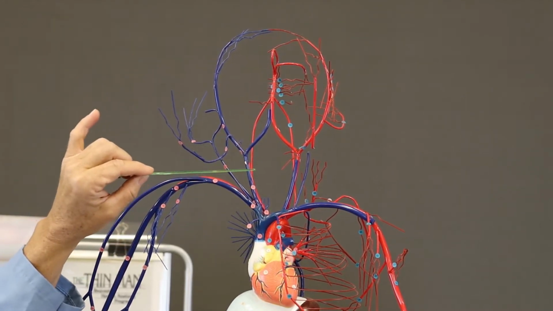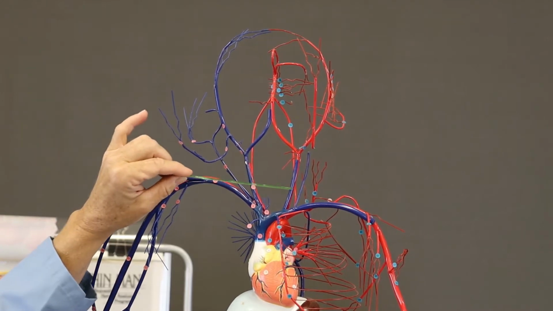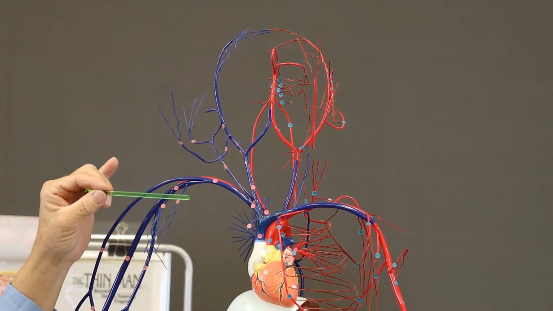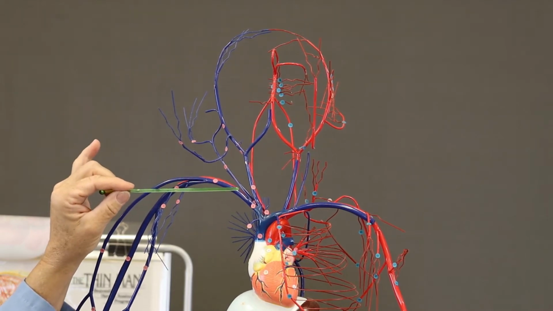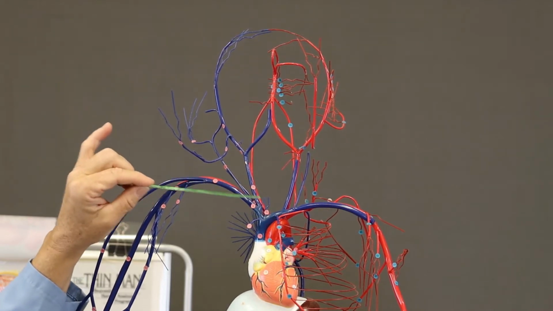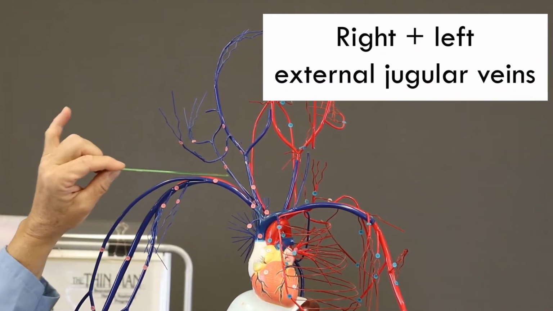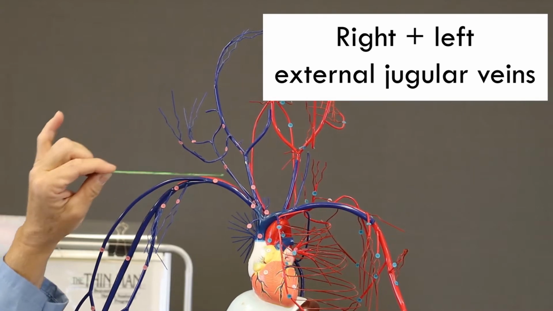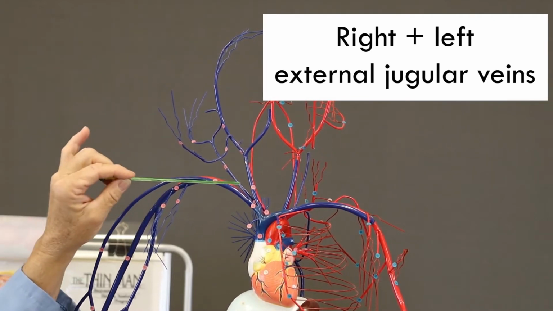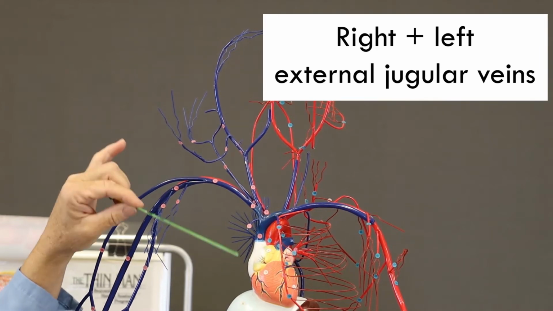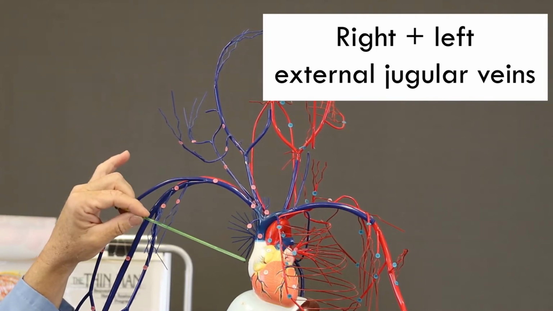So the right and left internal jugular veins are bringing blood from the internal parts of the brain back to the right side of the heart, and the left and right external jugular veins are bringing venous blood from the external surfaces of the head back towards the right side of the heart.